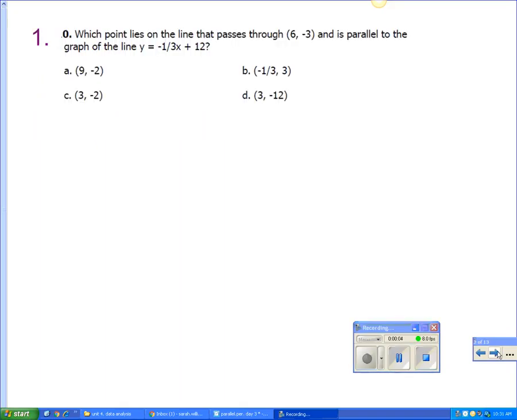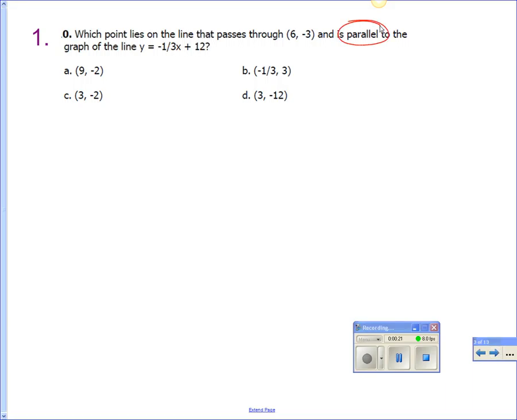Perpendicular, day 3. Number 1 says, which point lies on a line that passes through (6, -3) and is parallel to the graph of y equals -1/3 x plus 12? Okay, on your next test, I want you to circle parallel, please. Circle that. What does parallel mean? Same what? Slope. So if you notice, we haven't done a problem like this before.